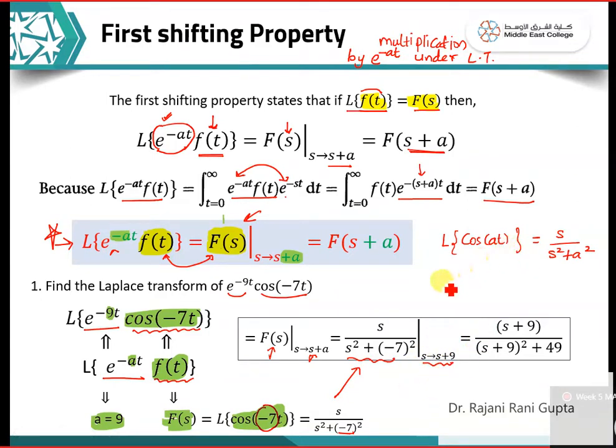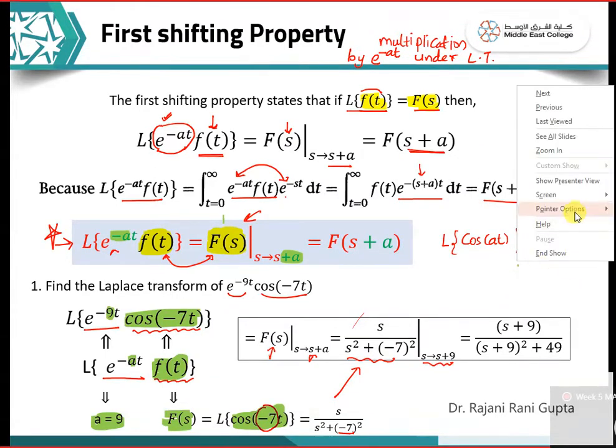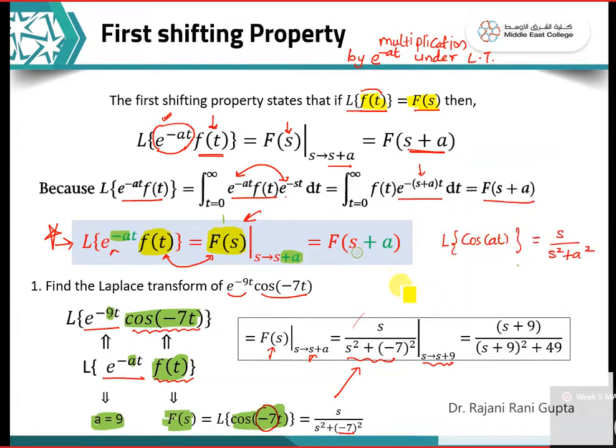Now what does this mean? It means that wherever you see s, you have to replace it by s plus 9. So here you have s, and here you have s, and you replace each by s plus 9. When we replace it, we get s plus 9 and s plus 9. Note that we are not changing any other term. All other things are kept the same.